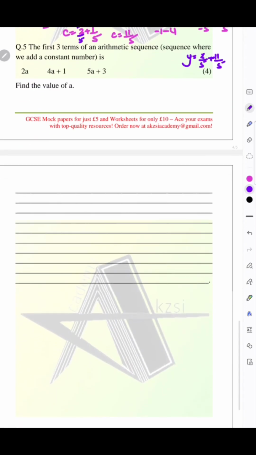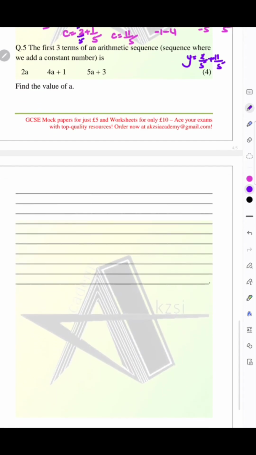Moving on to the last question, which is question number 5. The first 3 terms of an arithmetic sequence where we add a constant number is 2a, 4a plus 1 and 5a plus 3. So basically we are adding a constant number d. Okay, let's say d, it can be any number that we are adding constantly. So we'll get this term. Obviously, this is very obvious. The first term is 2a, second is 4a plus 1, and third one is 5a plus 3.